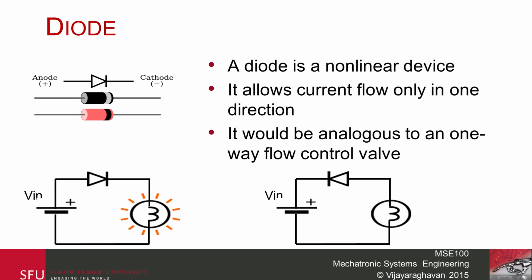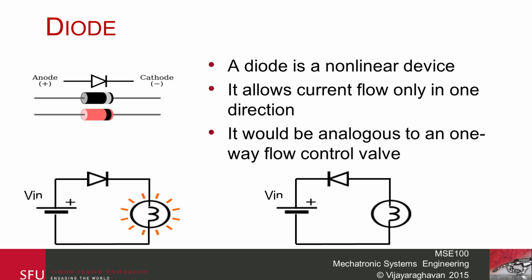So far what we looked at were linear components, which basically means that if I double the voltage, the current is going to get doubled. So they're going to respond linearly to change in the input. Now we look at diode, which is the first nonlinear device.